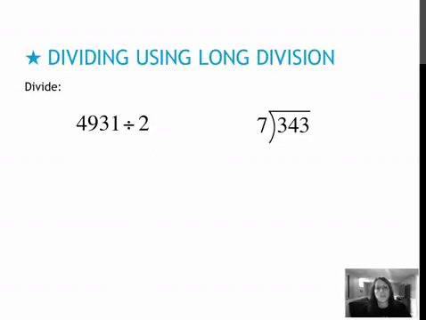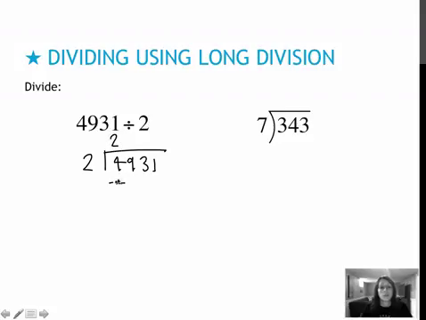Go ahead and try these two on your own, then press play to see how you did. For my first one, again, the dividend goes on the inside of the bracket and the divisor on the outside. 2 goes into 4 2 times evenly. 2 times 2 is 4. Now I subtract, bring down the next value and repeat the process. 2 goes into 9, 2, 4, 6, 8. So it goes in 4 times. 2 times 4 is 8. And when I subtract, I have 1 left over.